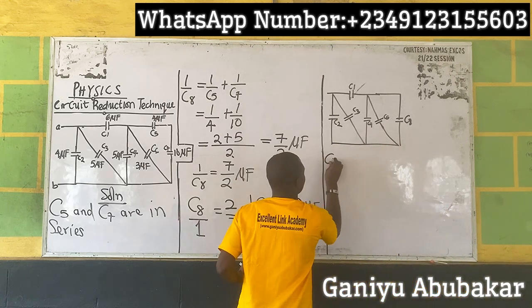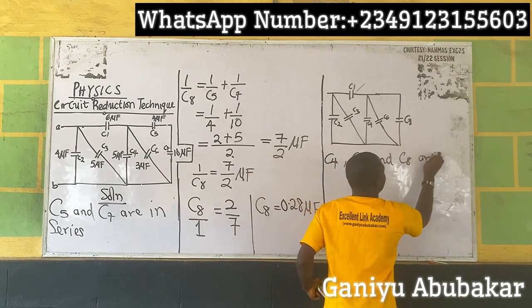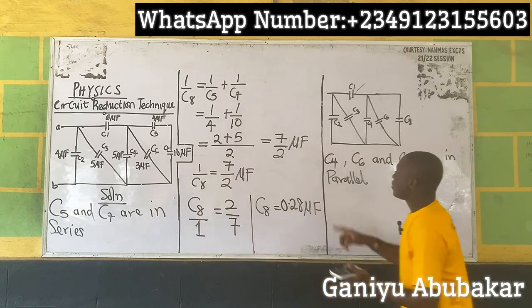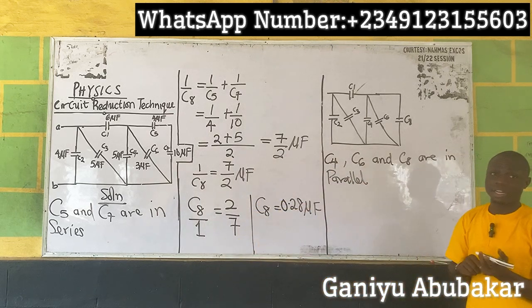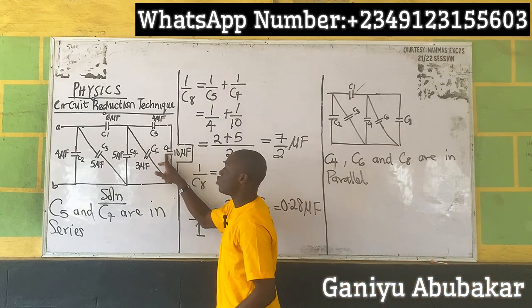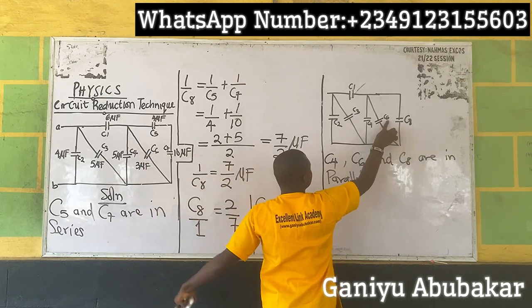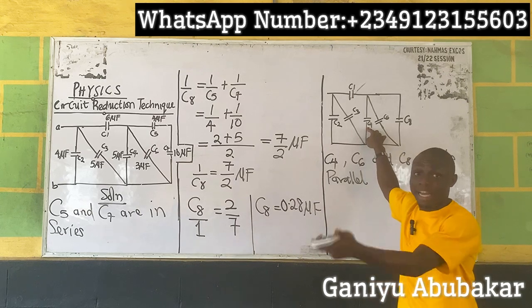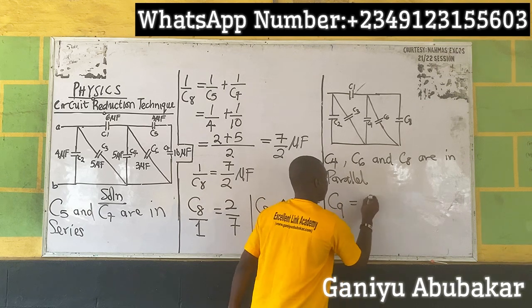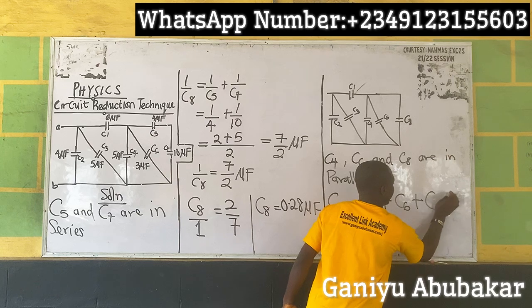So C4, C6, and C8 are in parallel. For them to be parallel, it means I'm going to add the values up. If I combine C5 and C7 to give me C8, then at this point, if I combine C8, C6, and C4, that should give me C9. So C9 is equal to C4 plus C6 plus C8.